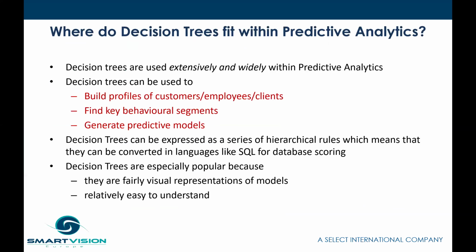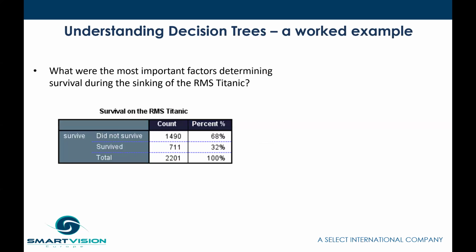So where do decision trees fit within predictive analytics? Well, they're extensively and widely used within data science and predictive analytics, and they're used to build profiles of customers and clients and employees. They find behavioral segments because they find groups, and they allow you to generate a predictive model. Decision trees can be expressed as a series of hierarchical rules, so they can be converted into languages like SQL. But they're really popular because they're fairly visual representations of a model and relatively easy to understand.